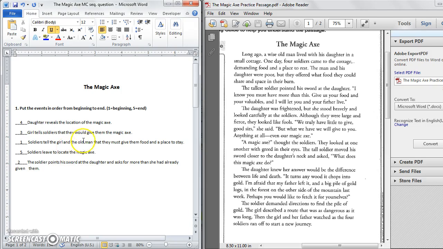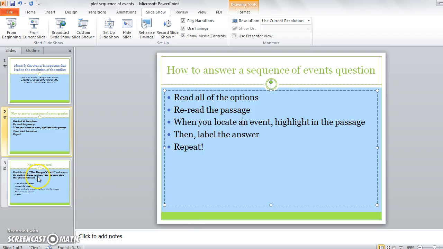I can just double check to make sure I highlighted all of my different events in the story. As you see, I haven't done that here because I'm not able to with this tool, but you can do this in your story today. So let's go back to our PowerPoint and make sure we've done everything that we need to. We read all of the options, we reread the passage, and we located the events, highlighted them in the passage, then we labeled the answer by putting 1, 2, 3, 4, 5, or you may have to drag it into a box, and then we repeated those same steps with each event that we had to locate.